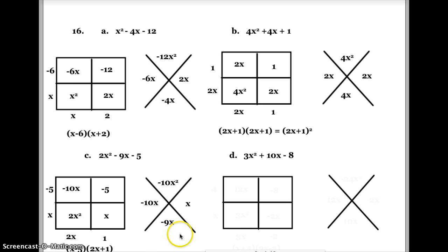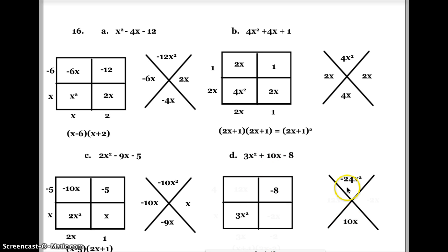Last one, put the x squared tiles down here, put the unit tiles up there. The product of these two is negative 24x squared. That means the product of these two has to be negative 24x squared. These two have to add up to the middle term when the quadratic's written as a sum. So these two have to add up to positive 10x.